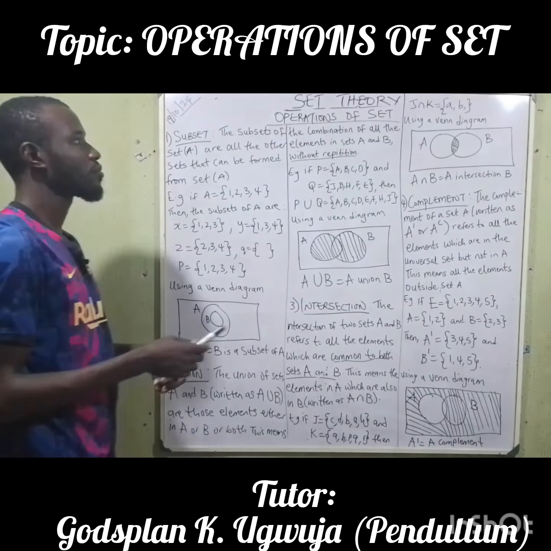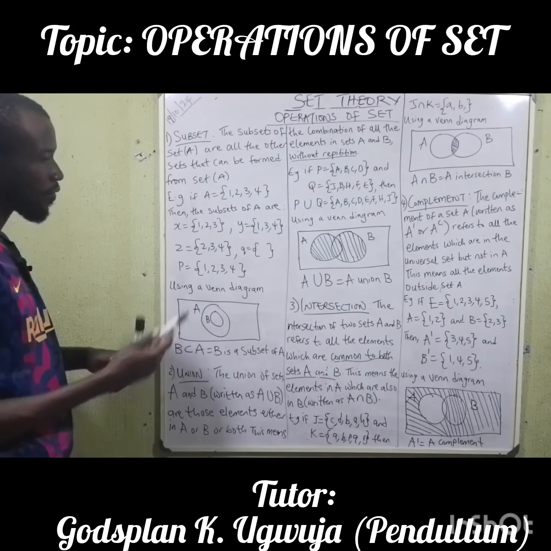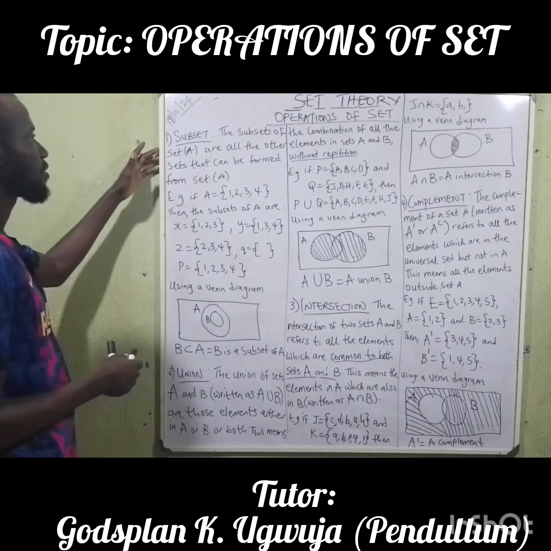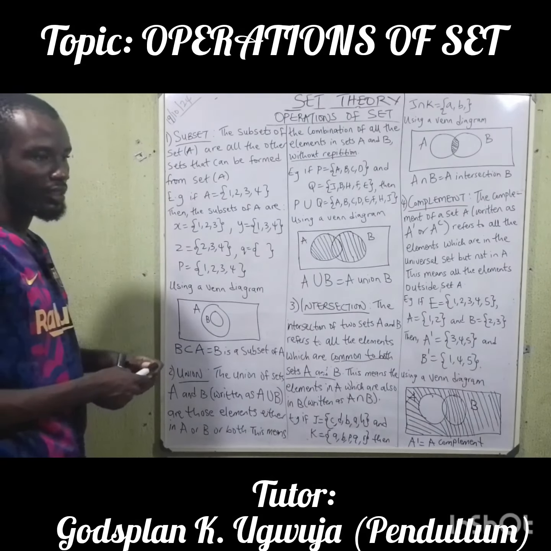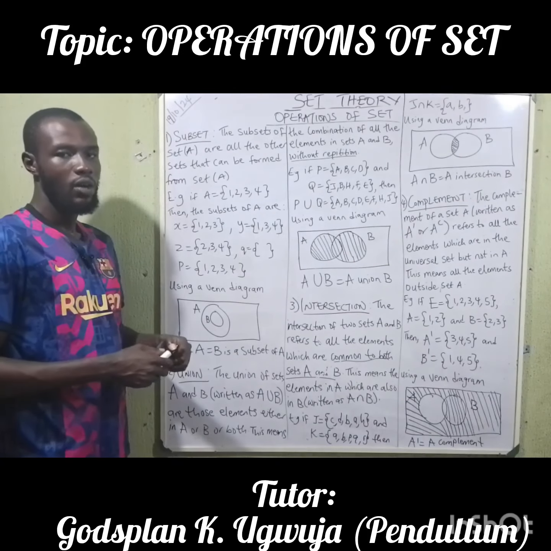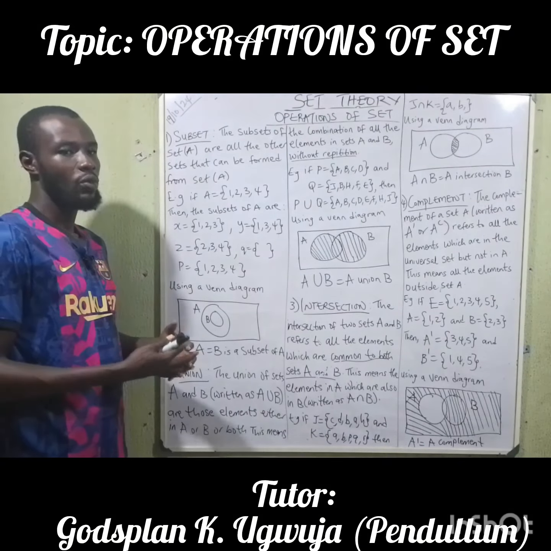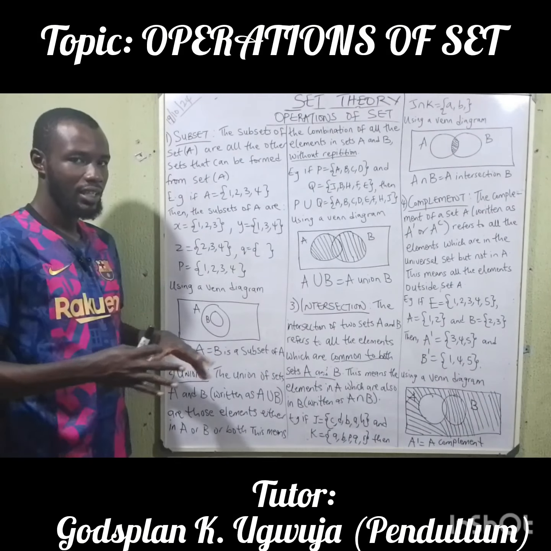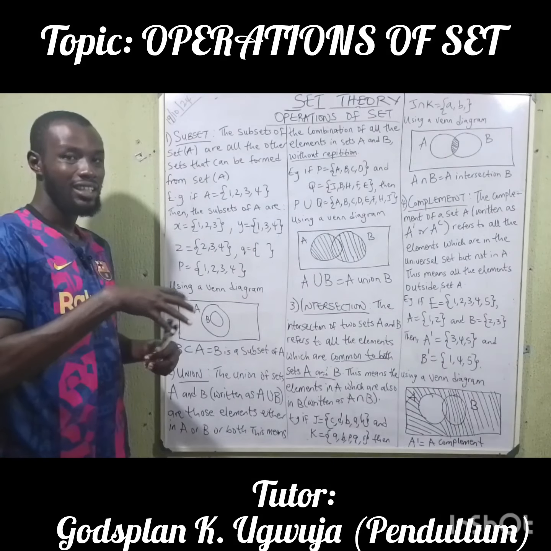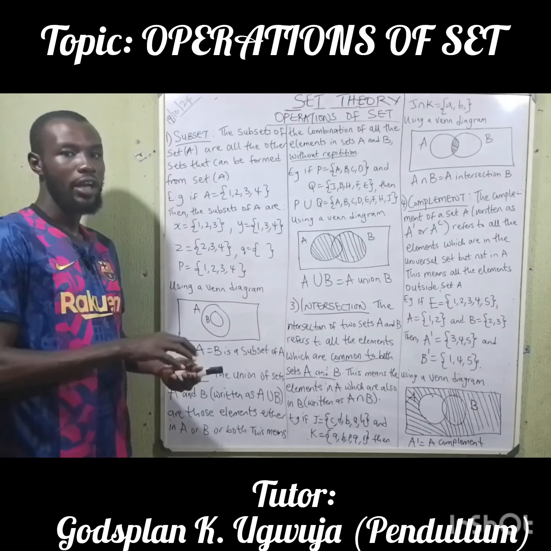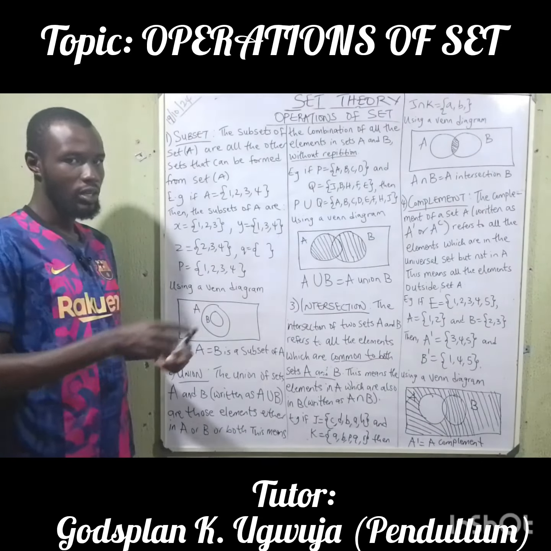All right, so let's begin. We have about 4 operations we'll be looking at. Number 1, we have subsets. Now, when you say something is a subset of another, what it means basically is that that thing is inside or within or a part of the other one.